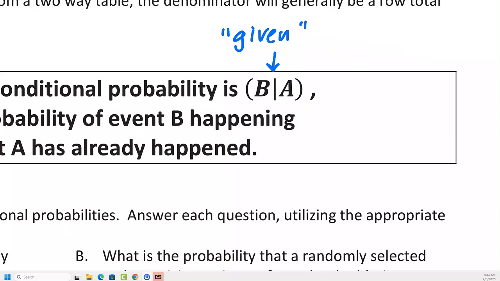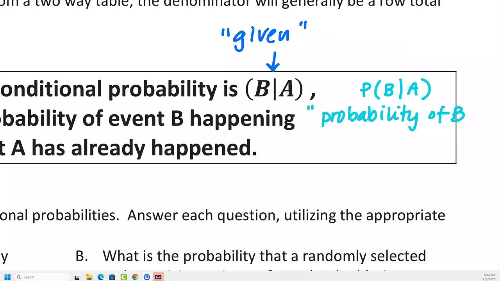So if I were to write it, usually you write it as P of B, that line, and then A. And so we read this as the probability of B occurring given A happened.